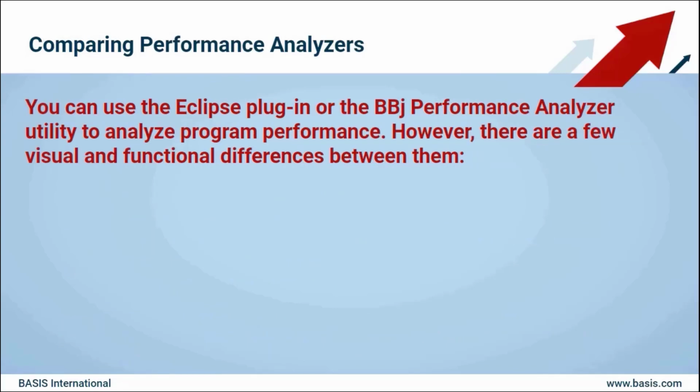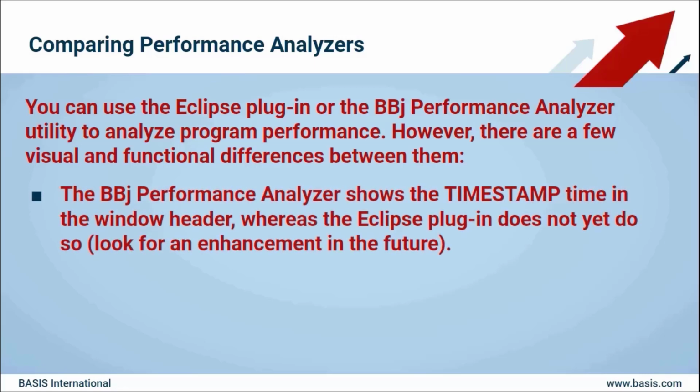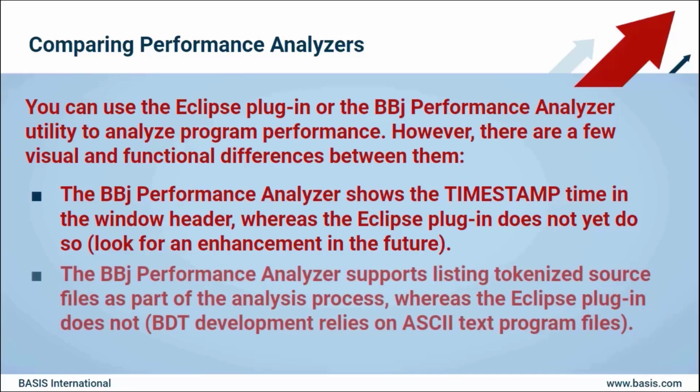You can use the Eclipse Plugin or the BBJ Performance Analyzer utility to analyze performance. However, there are a few visual and functional differences between them. First and foremost, the BBJ Performance Analyzer shows the timestamp time in the window header, whereas the Eclipse plugin currently does not do that, although that will be an enhancement in the future. Second, the BBJ Performance Analyzer supports listing tokenized source files as part of the analysis process, whereas the Eclipse plugin does not, because of course BDT development relies on ASCII text program files inside of Eclipse.